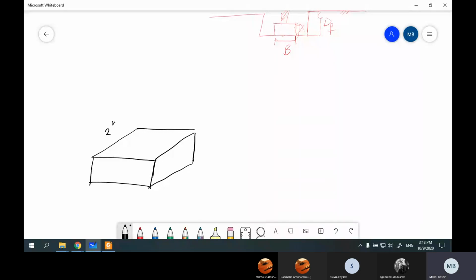A two meter by two meter square foundation, and we'll have a column in the middle of this foundation. As I said, do not make a mistake. This is not Df. This is the thickness of the foundation.